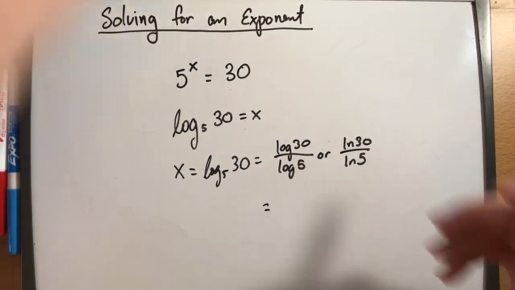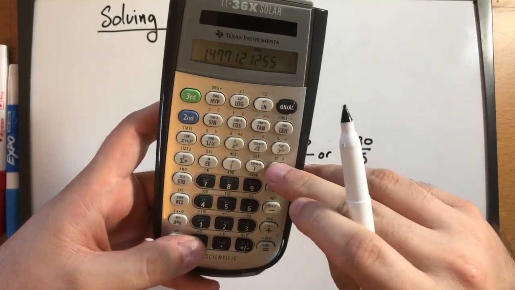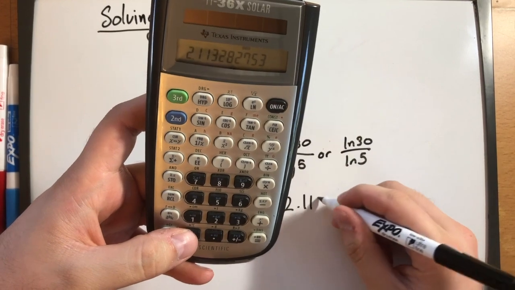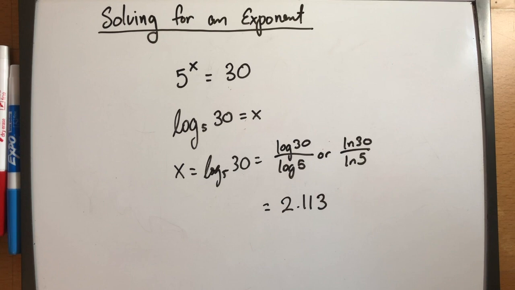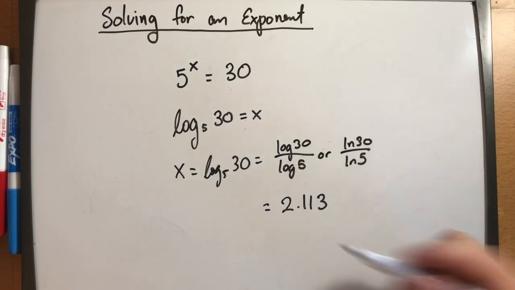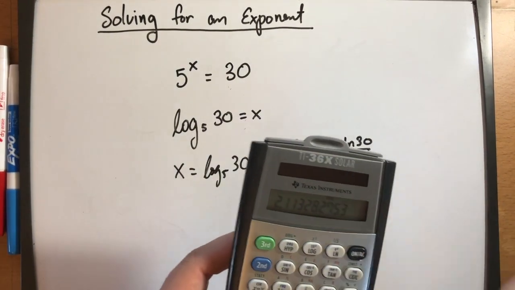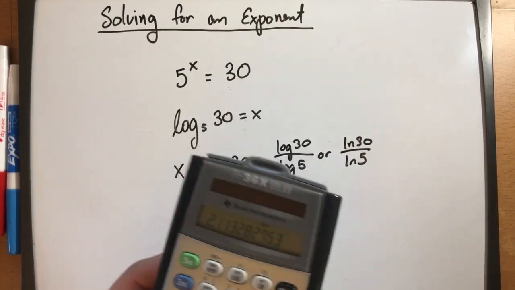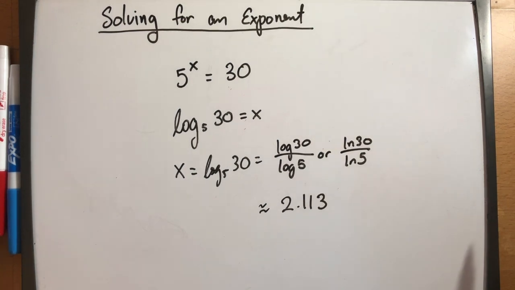So when you use your calculator to solve this problem, let's do that. 30 log divided by 5 log, we get 2.113, just as suspected, and that is our final answer, and that is what x is. Technically, you should say approximately equal to, because again, we get an irrational answer, which in order to write it out, you're going to have to round it. So you'll never get an exact answer, but you'll get an approximate answer. And that's it.